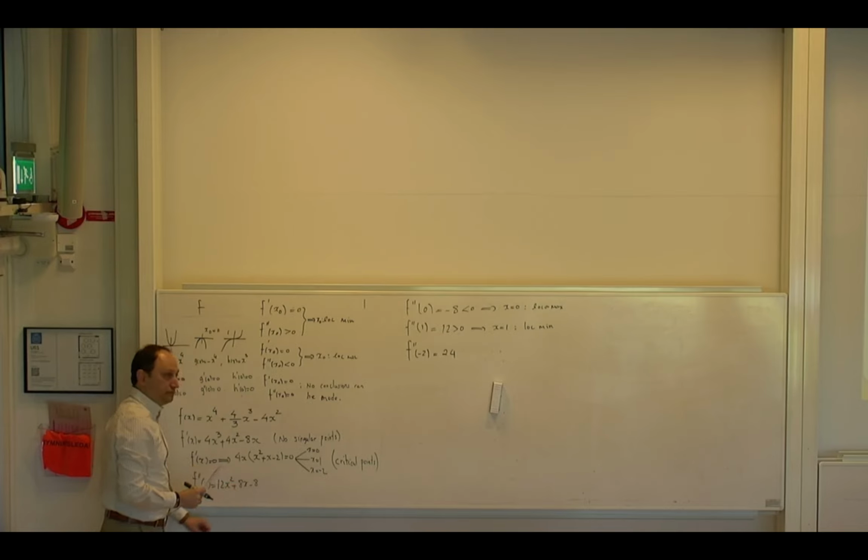Are the critical points right there? Yes, I checked it. If you put 0, it is 0. If I put 1 here, 1 plus 1 minus 2 is 0. That's correct. If I put minus 2 here, minus 2 minus 2 minus 4 plus 4 is 0. That's correct.